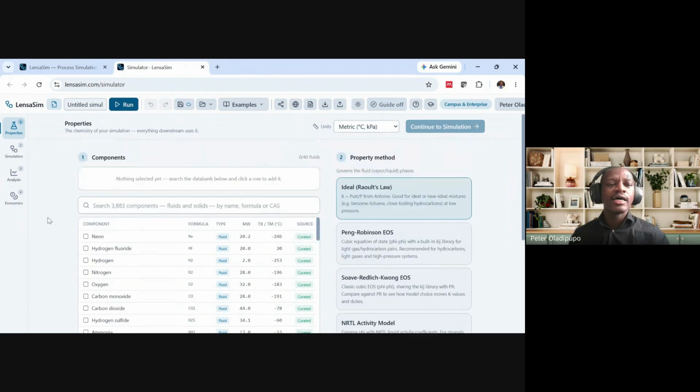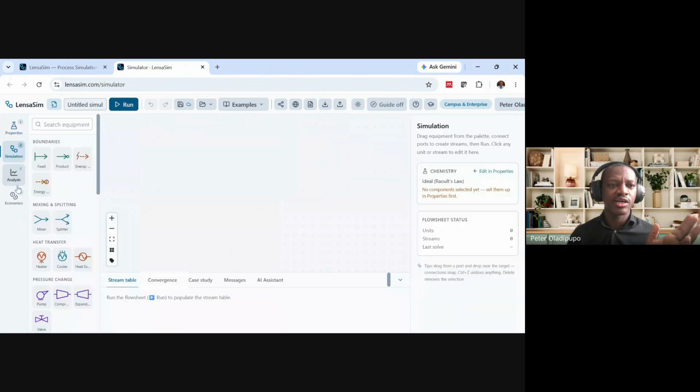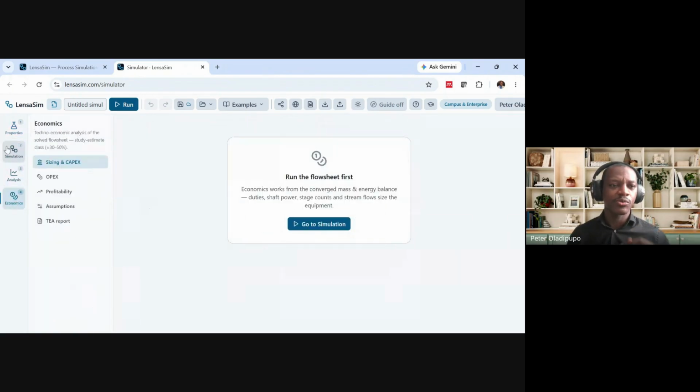So to start any simulation exercise, the first place we need to come to is the properties environment. As you can see here, there are 4 environments: property environment, simulation environment, analysis, and economics. Okay, we'll go through them one after the other as we proceed with the simulation exercise.